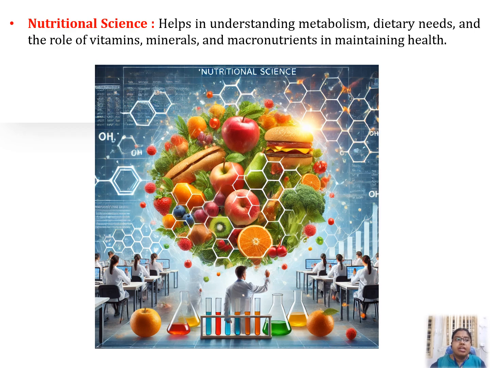Next, biochemistry for digestion and metabolism. Food undergoes digestion, breaking down into simpler molecules for absorption. So catabolism and anabolism, what is going to take place, is also about biochemistry, and it is related to nutrition. Then we can say nutritional science bridges the gap between food and health, ensuring optimal well-being through a balanced diet and scientific advancement.